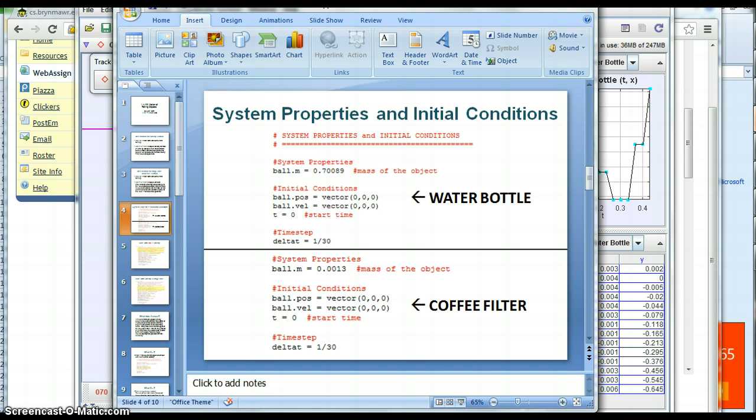So here are the system properties and initial conditions for the water bottle and the coffee filter. As you can see, they're really similar except for the masses of both the objects. They're different, but the position and the velocity vectors for both are 0. And the time step is about 1/30th of a second, because that is the way Tracker set it up, each time interval was about 0.03 seconds.